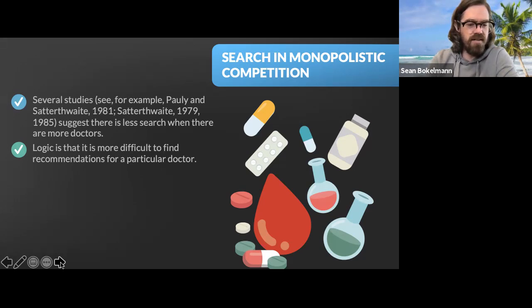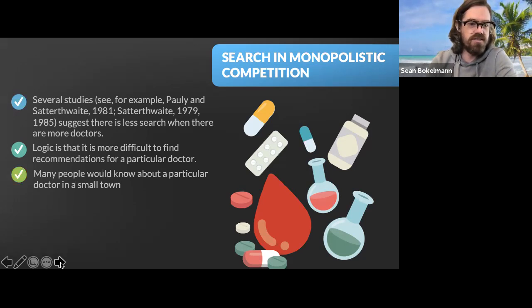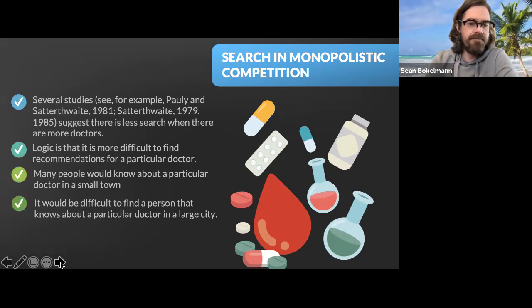Compare that with a small town where there's maybe only a handful of doctors, and you ask your friend, "Hey, do you know Dr. Robinson?" And they're like, "Oh yeah, Dr. Robinson's great," right? So that's basically the idea here: when there's a lot of doctors, it can be more difficult to get information on any one particular doctor, and therefore search is more costly, right? So that's the logic that the authors come up with. That's their hypothesis.